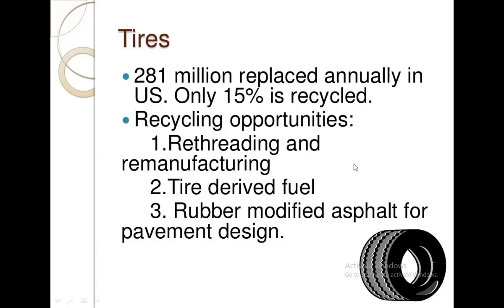So after recycling, which product is made? Retreading and remanufacturing is done. Tire derived fuel, rubber modified asphalt for pavement design. In road construction, that rubber asphalt is used for road construction. So this tire material is also recycled. 15% of the material can be recycled.